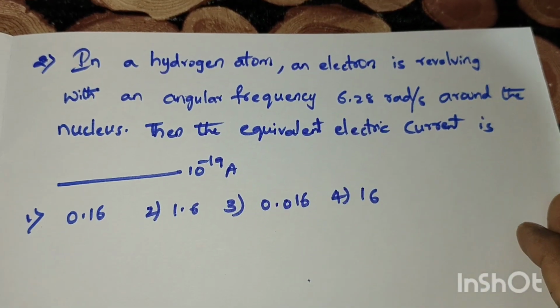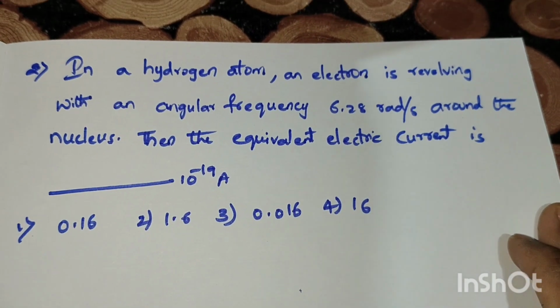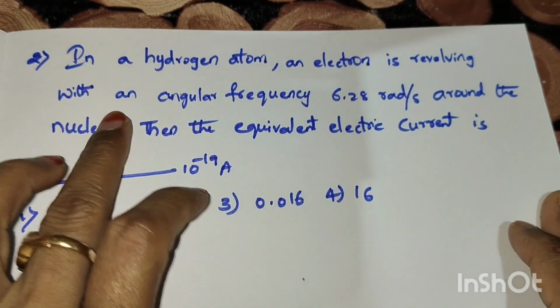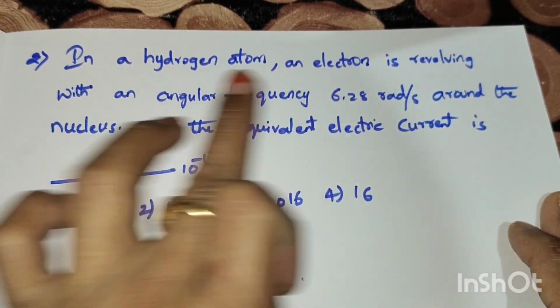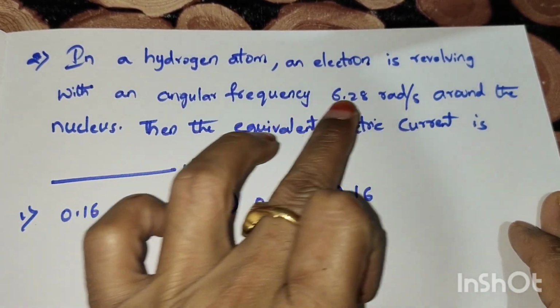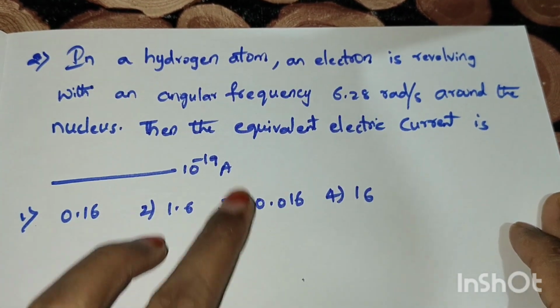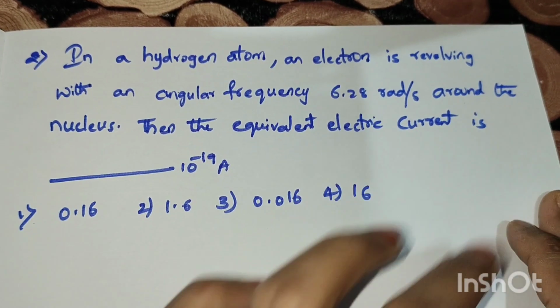Now we are going to discuss one more problem based on electric current. What they have given is: in a hydrogen atom, an electron is revolving with an angular frequency of 6.28 radians per second around the nucleus. Then the equivalent electric current is?